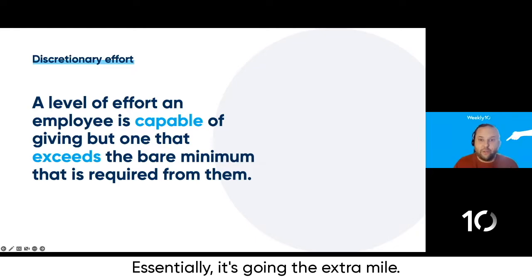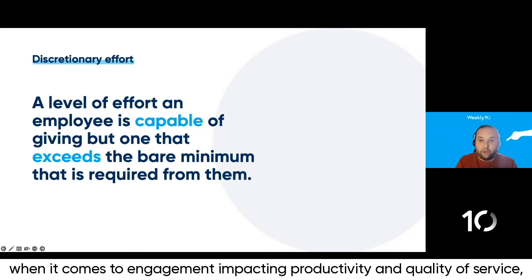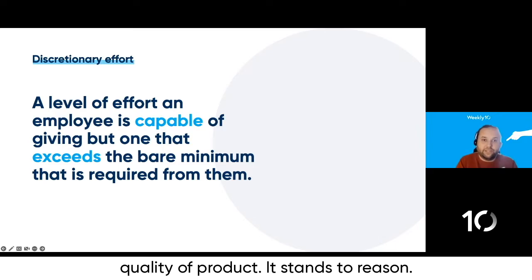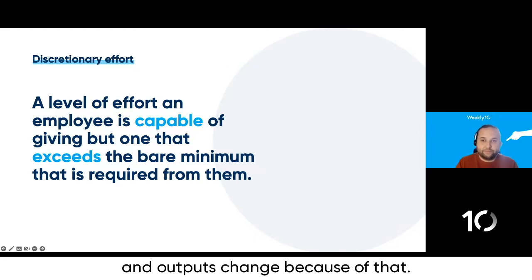Essentially, it's going the extra mile. And now discretionary effort of all the 5 components has the biggest impact when it comes to engagement impacting productivity and quality of service, quality of product. It stands to reason. If people give a little bit more, we get a little bit more out of them, and outputs change because of that.